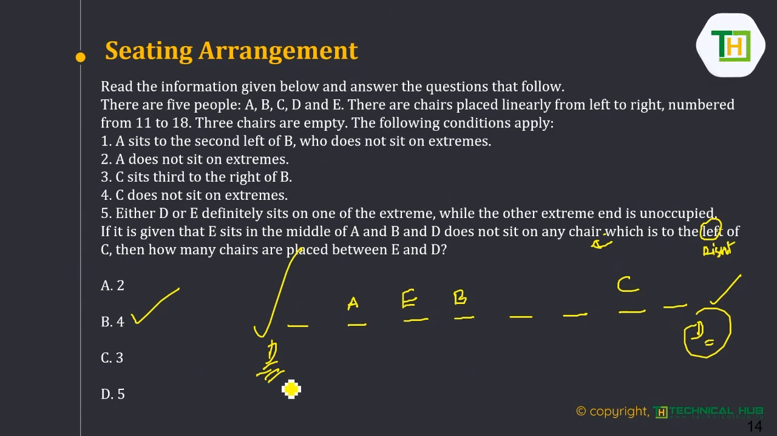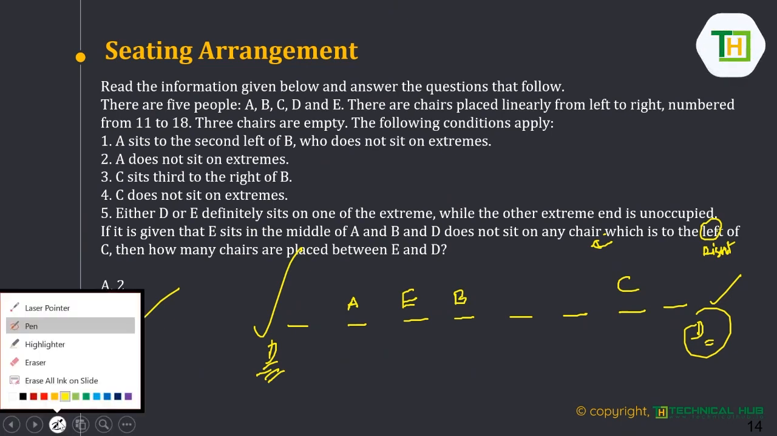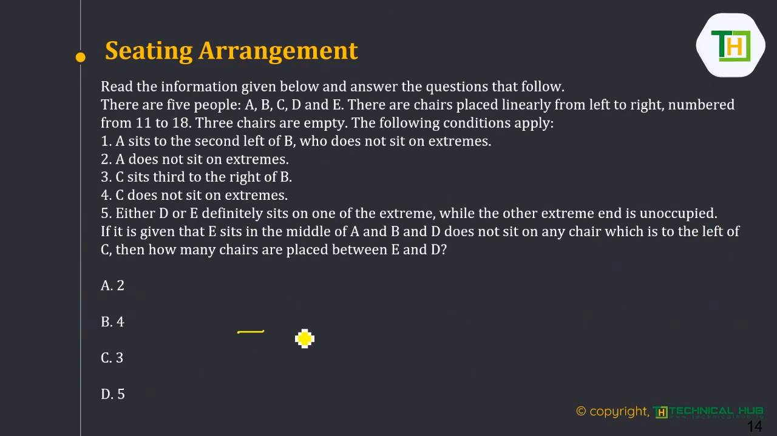Okay, once again. This is the previous problem: 1, 2, 3, 4, 5, 6, 7, 8. This is the A position, this is the B position, this is the C position. So up to four statements. What is the fifth statement? Either D or E definitely sits on one of the extremes, which means the first position or the last position, and the other extreme is unoccupied. Okay, the other extreme is empty.